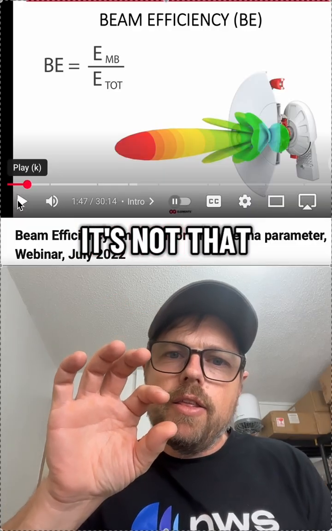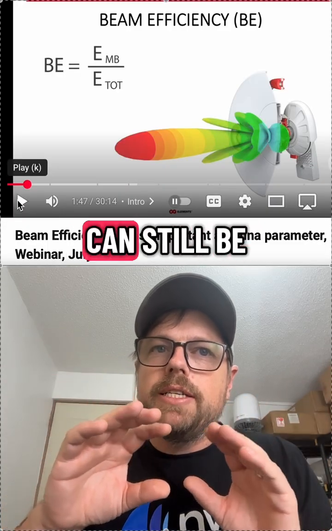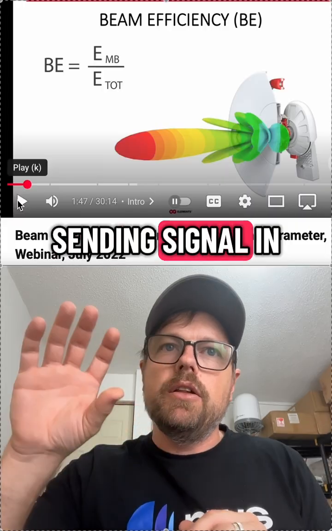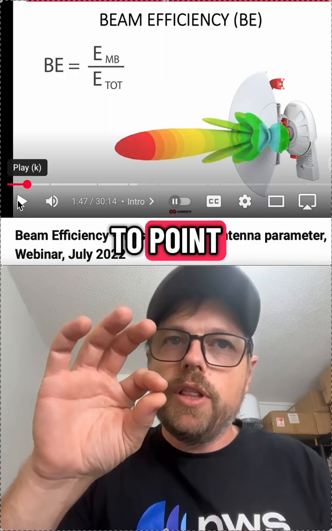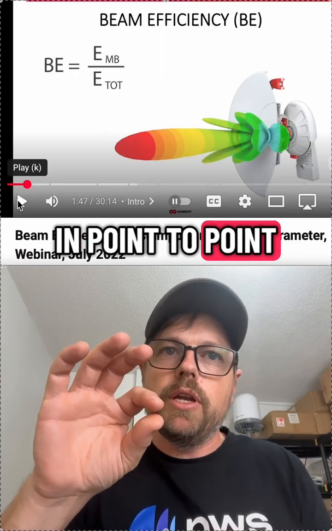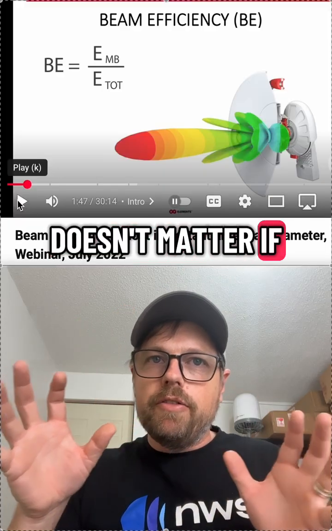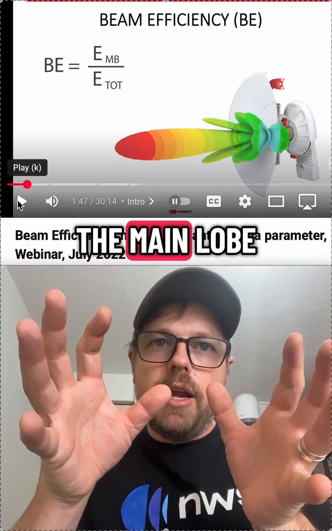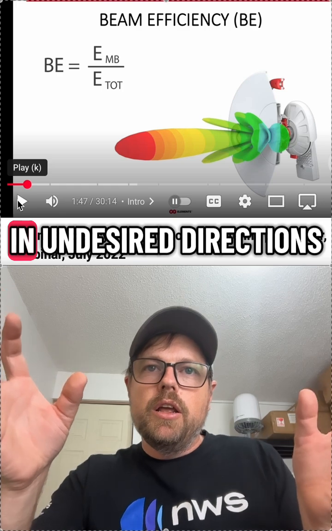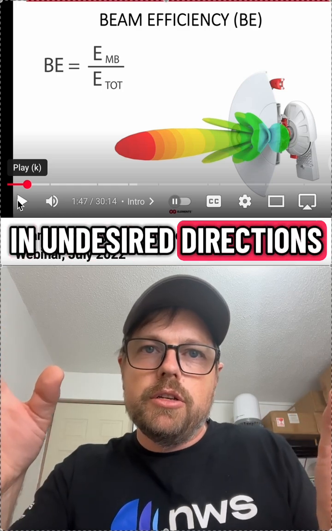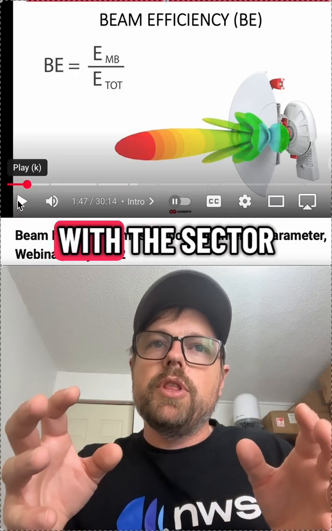It's not that you have it all within the main lobe. The main lobe can still be sending signal in unintended directions, particularly in point-to-point. That's most obvious in point-to-point. So in a point-to-point application, it doesn't matter if all of the signal is contained within the main lobe, if the main lobe is still sending the signal in undesired directions. And similarly, the same can be true for point-to-multipoint with a sector.